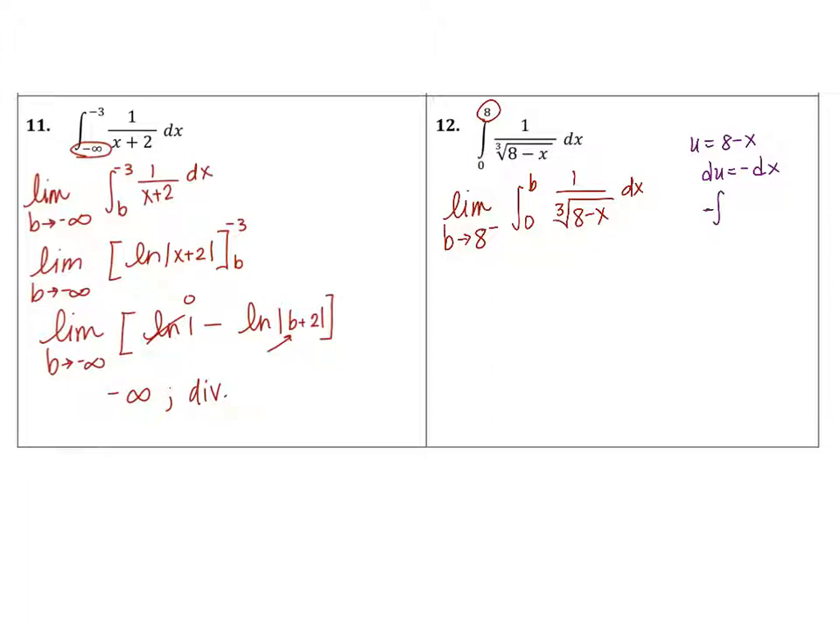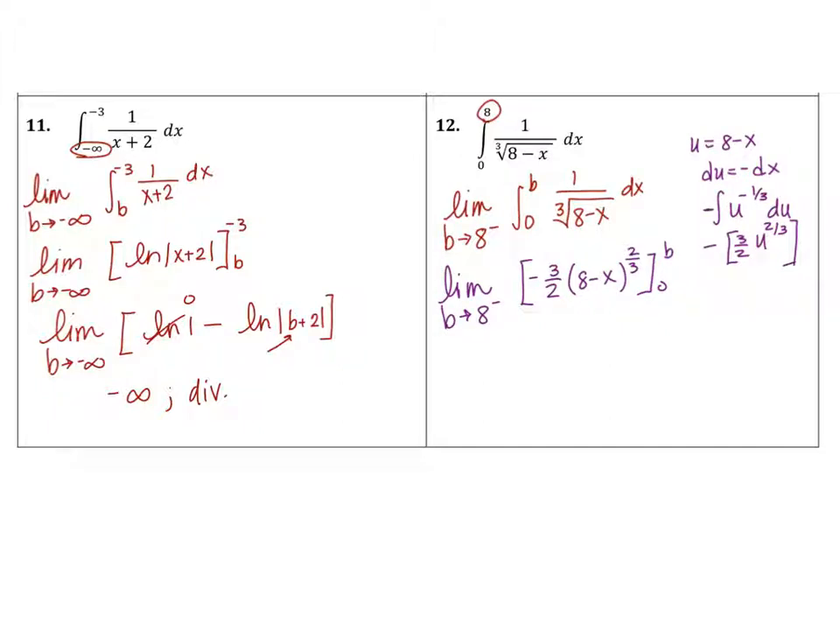u to the negative 1/3 du. And so when we integrate that, we have our negative, and we're going to have u to the 2/3, so 3/2. And now we're ready to come back over here. We have our limit as b approaches 8 from the left of, and we're going to have negative 3/2 times, and then we're going to have 8 minus x to the 2/3, and this is going to be evaluated from 0 to b.